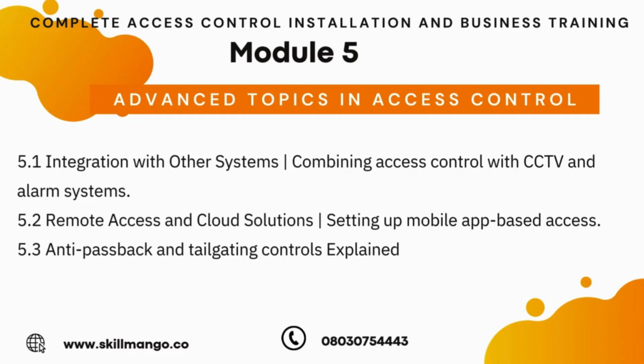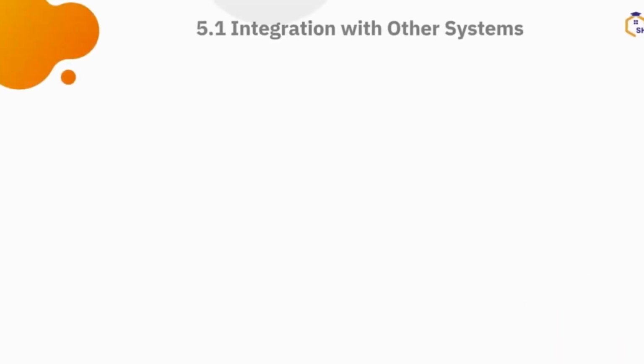Those days, these functions were usually possible with DDNS, with some server, computer, and all. Then we're talking about anti-passback and tailgating. We'll just be explaining them. Those are features that you can use to win contracts. Okay, so let's go straight into it.